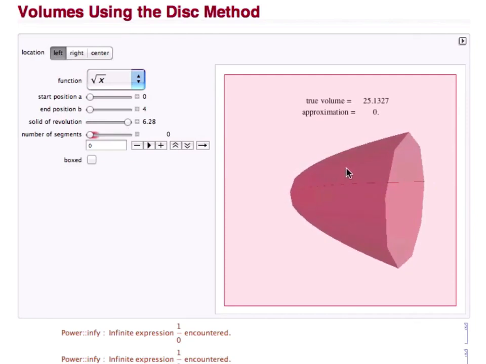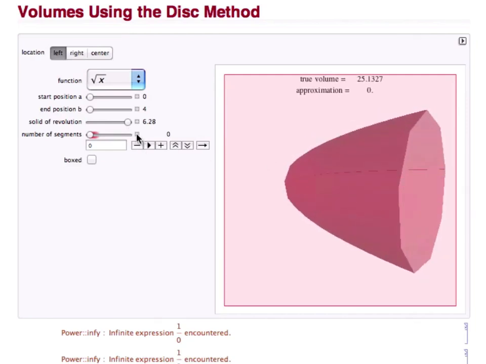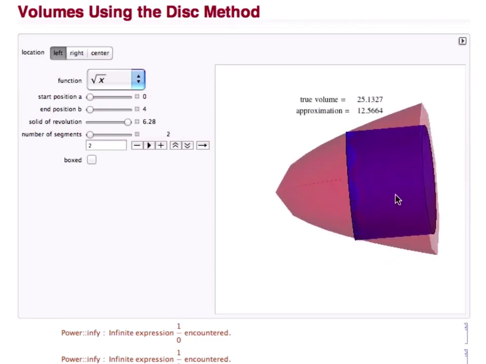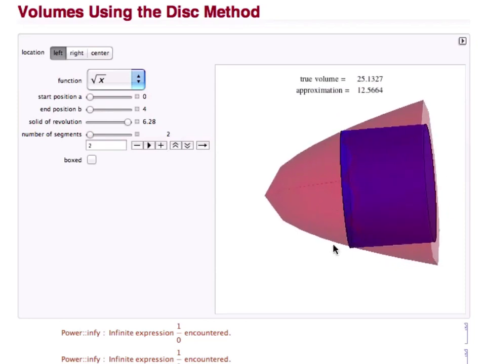Okay, and what the disk method is going to do is, as we increase the number of disks, so we could fit maybe one disk in here by cutting this into two regions. This disk would be nothing, and then this disk would be a little bit bigger. This would give us an approximation. So you can see our true volume is 25.1327, and the approximation here, because we can find the volume of a disk using a geometrical formula, is 12.566.